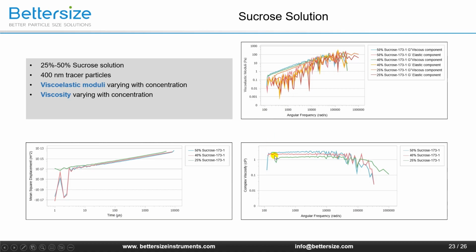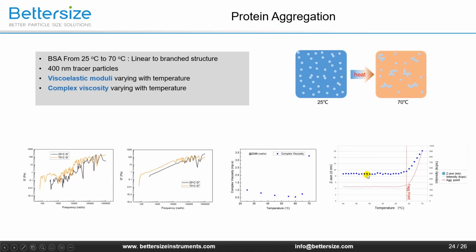From the complex viscosity versus frequency curves, in the relatively low frequency range, the complex viscosity basically did not change with frequency variation, while in the relatively high frequency range, the complex viscosity showed a certain downward trend, indicating a weak shear thinning property. Another sample is BSA solution.